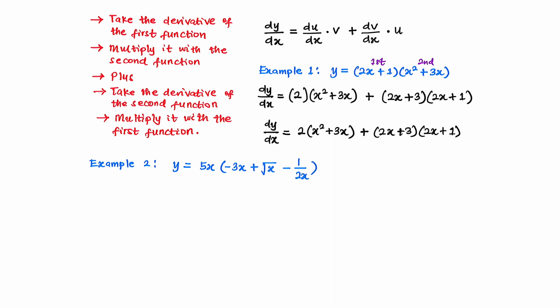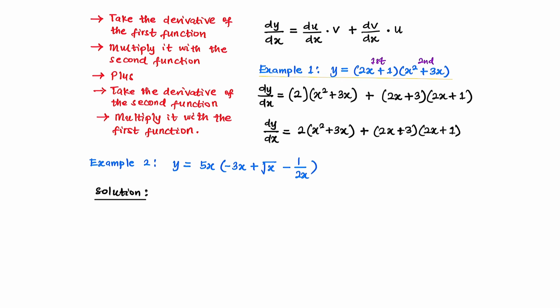This example says y equals 5x into bracket minus 3x plus square root of x minus 1 over 2x. Solution. We can solve this question without the need of a product rule. That is, we simply just multiply 5x with each, and then we open the brackets, and then we can apply the normal addition and subtraction rule. But let's use product rule.